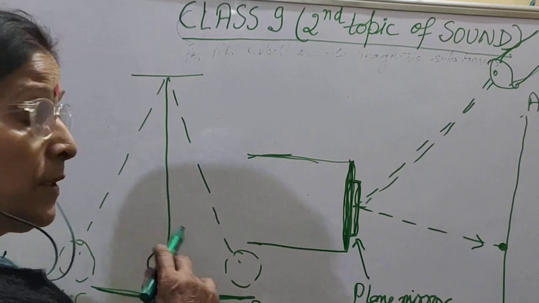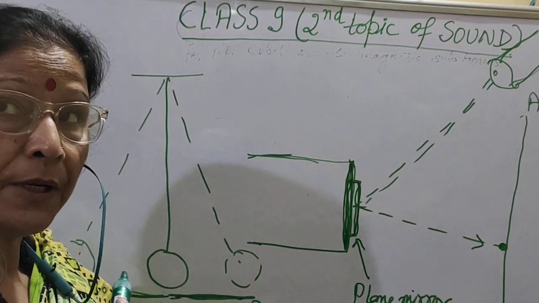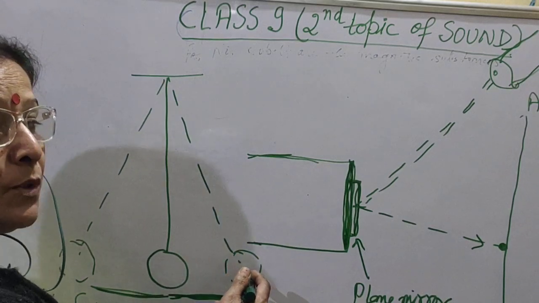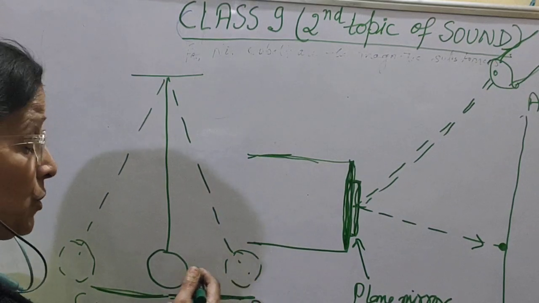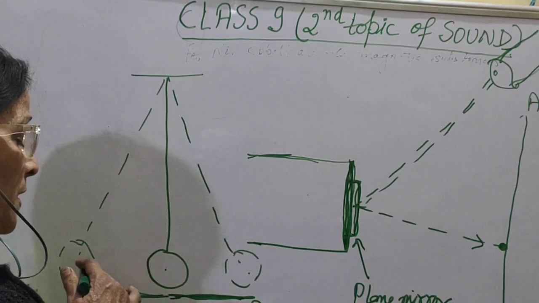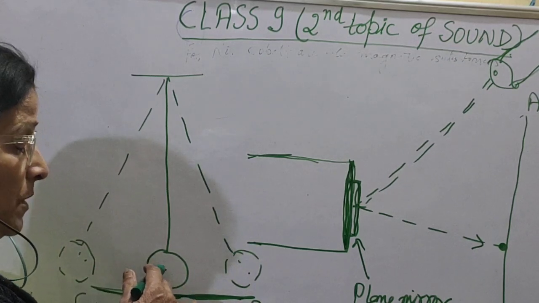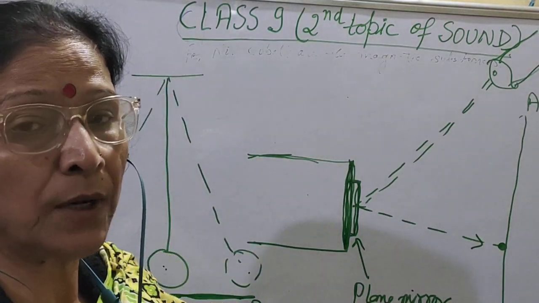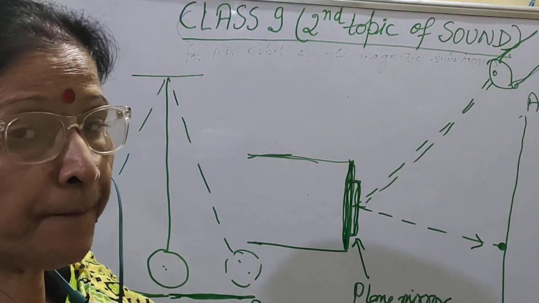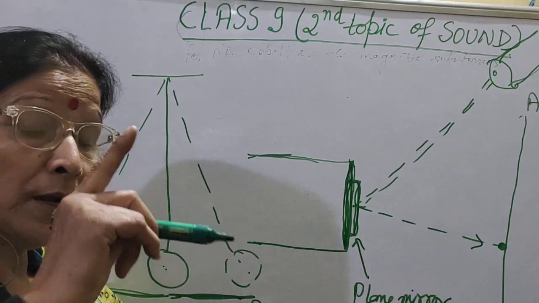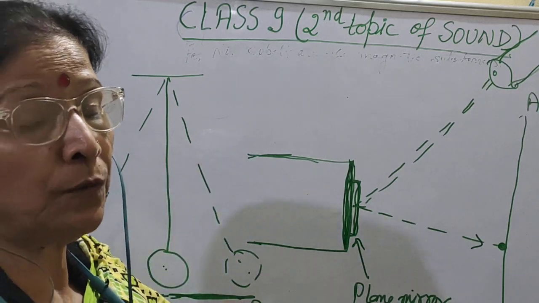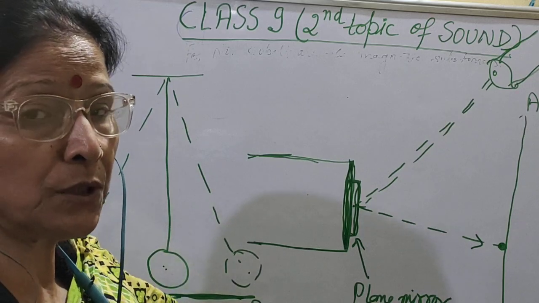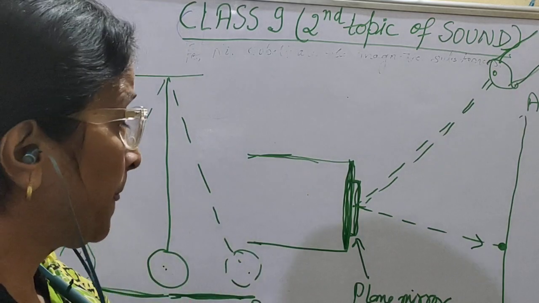Now the pendulum is said to complete one oscillation when it moves from the mean position to one of the extreme positions, back to the mean position, again to the other extreme, and back to the mean position. So one complete to and fro motion of an oscillating object about its mean position is called one oscillation.